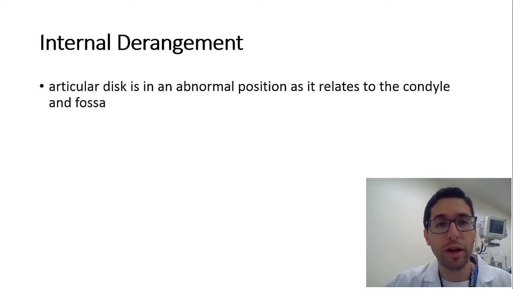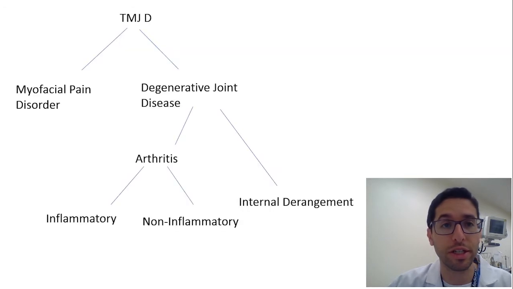And then our final category would be internal derangement. So this is different from arthritic because you don't necessarily see any arthritic changes or any destruction of the joint, but in internal derangement, we're referring to the abnormal positioning. So the disc is in the wrong position as it relates to the condyle and the fossa, and typically we mean it's anteriorly displaced. So wherever the disc normally should be, it's just too far forward. And in the early stage, it's purely just internal derangement. It's just a positioning thing. But as you get to a later and later stage of internal derangement, it could be accompanied with arthritic changes.